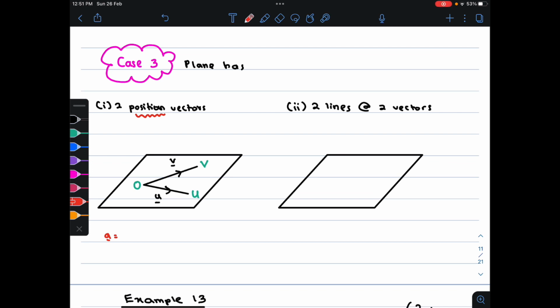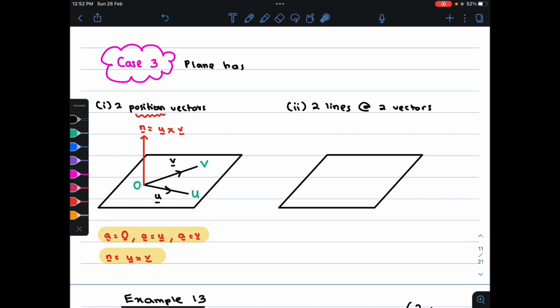And hence, my vector A can come from any point on this plane, which is the origin, U or V. Therefore, my vector A can be the 0 vector, or vector U, or vector V. And for the normal vector, since I have 3 coordinates right here, I need to do the vector product. So I can do U cross V in order to get the normal vector.